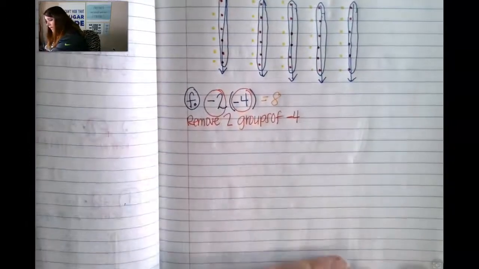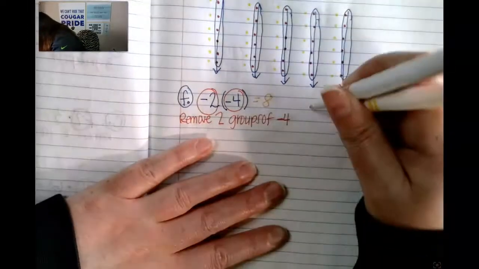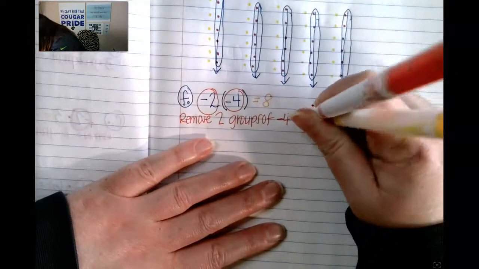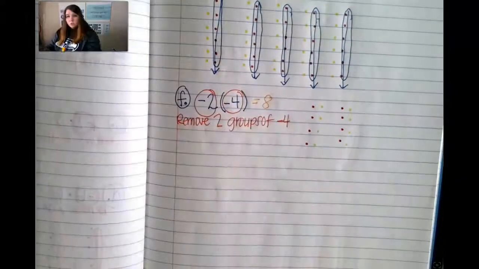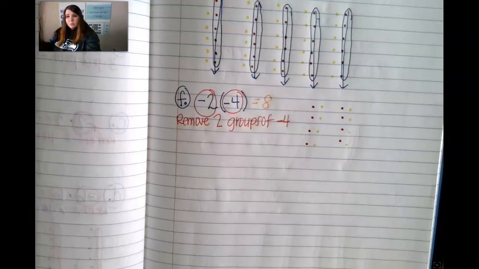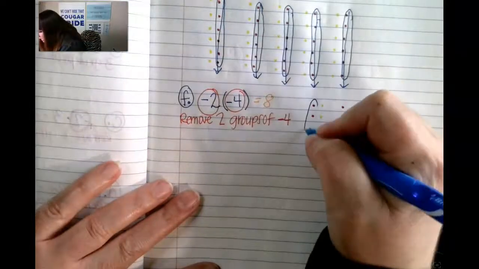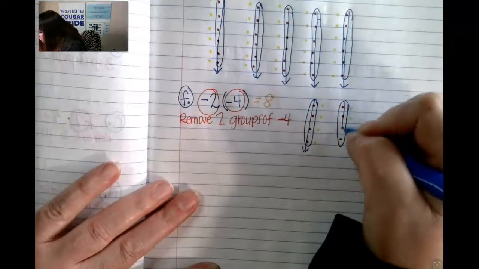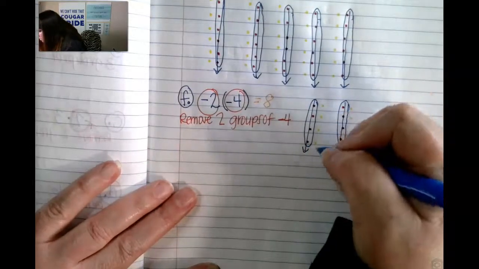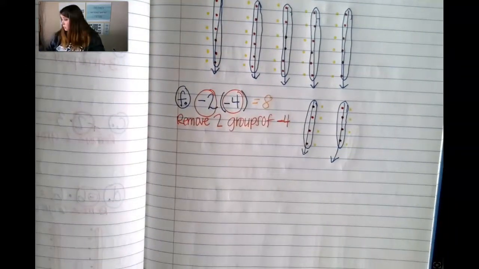Okay, I can draw this out again for you so that we can see it in action. So we want 2 groups of -4. 1, 2, 3, 4. 1, 2, 3, 4. Okay, there's my 2 groups. And I am removing, so I'm taking away the negatives. So the negatives are leaving. Removing more negatives over here. And then I'm left with 4 yellows and 4 yellows.